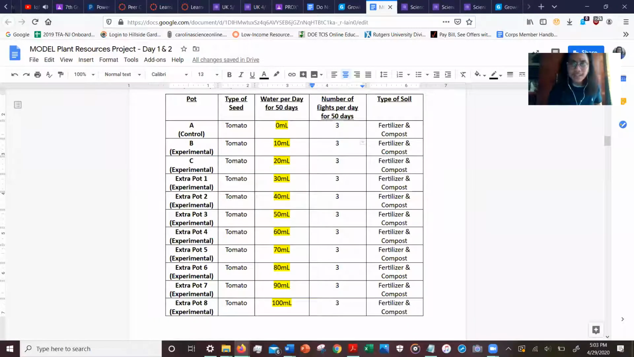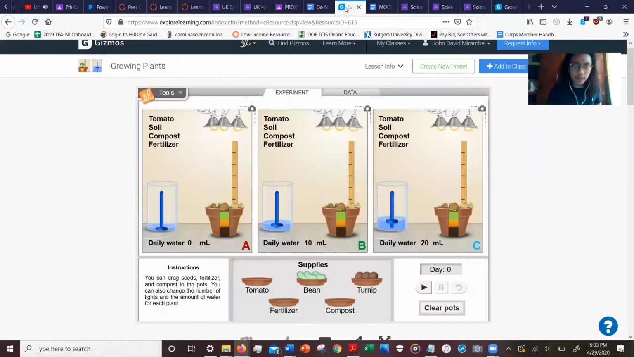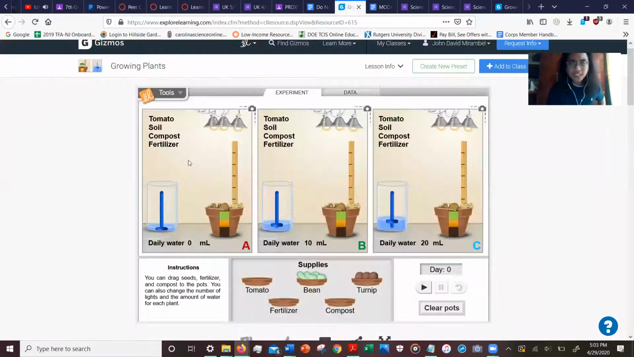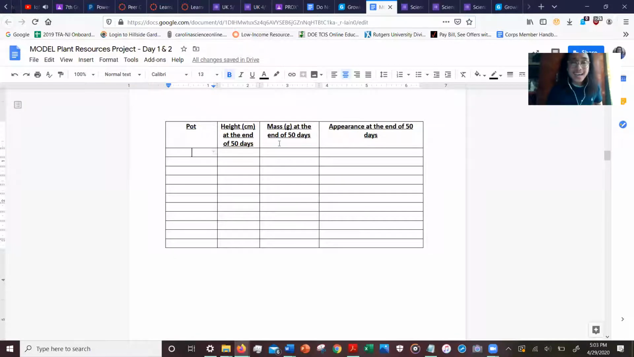Now, let's go ahead and make that picture happen in the experiment. I've already set up 0, 10, and 20, which is these first 3 rows in my own experiment. So let's go ahead and see how they grow. And I'll be putting my data over in this section.